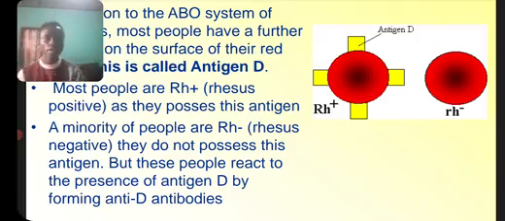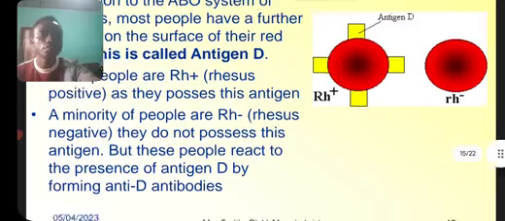So it's represented by a capital R, lowercase h plus, rhesus positive, then capital R, lowercase h minus, which is rhesus negative. Those that are rhesus negative don't possess this antigen, but these individuals react to the presence of the antigen D by forming anti-D antibodies. Anti-D is a specific type of antibody produced by the body to fight against a specific antigen, the presence of antigen D in the blood system.